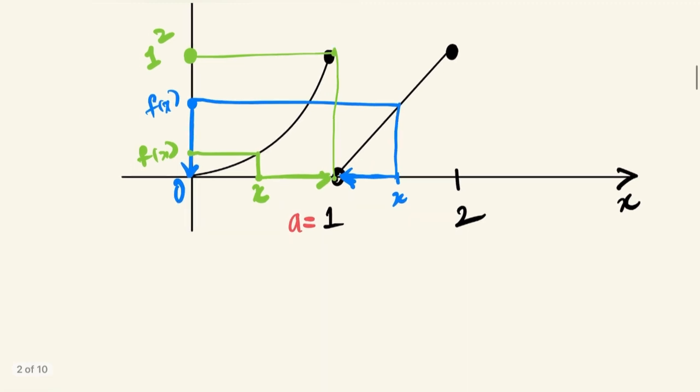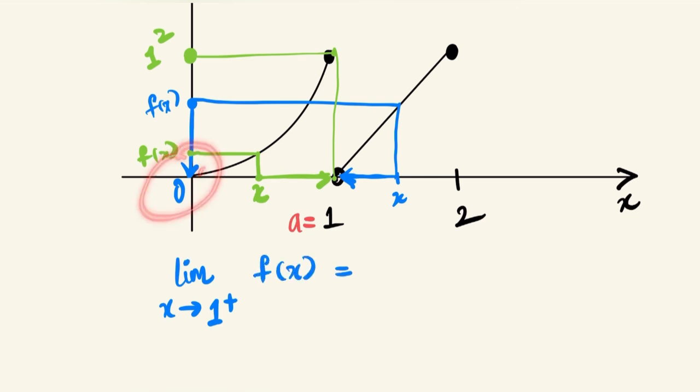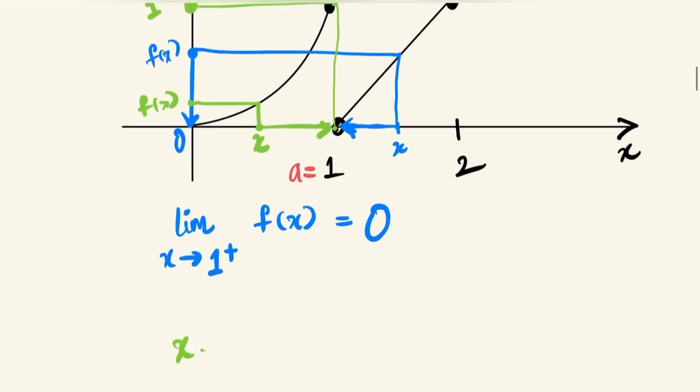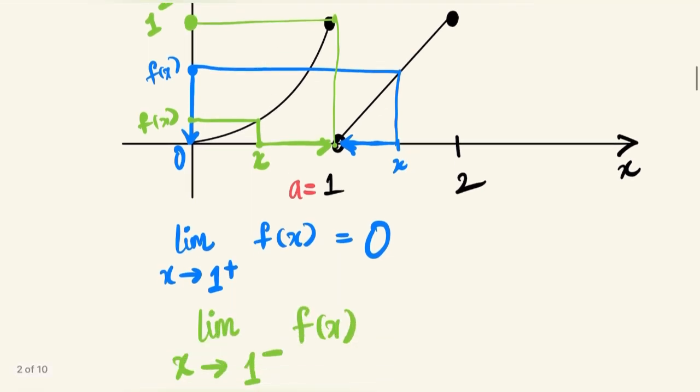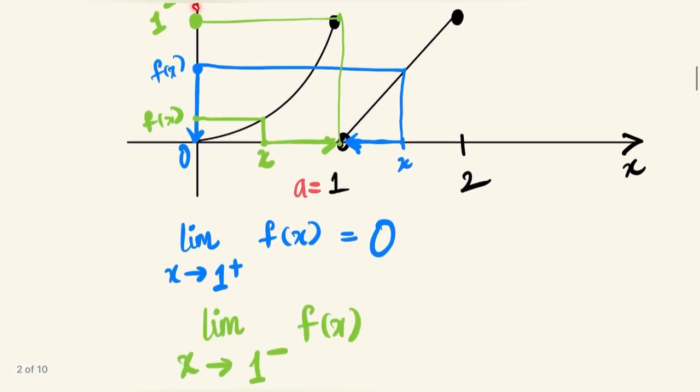So when x is approaching 1 from the right-hand side, I can call it, let's say, 1 plus, because the right-hand side corresponds to the positive x-axis, and I can see that the limit of my function in this case is 0. So I write here 0. But what is happening when x is approaching 1 from the left-hand side? I'll call it 1 minus. I can see that the function is not approaching 0 in this case. It is approaching 1 over here.